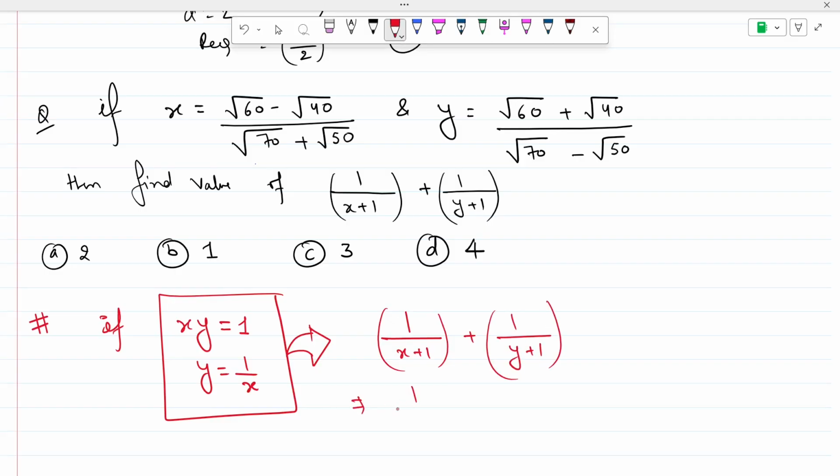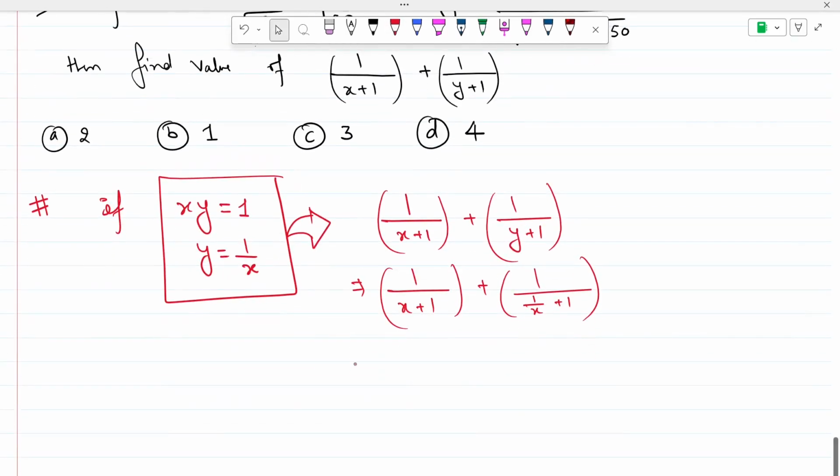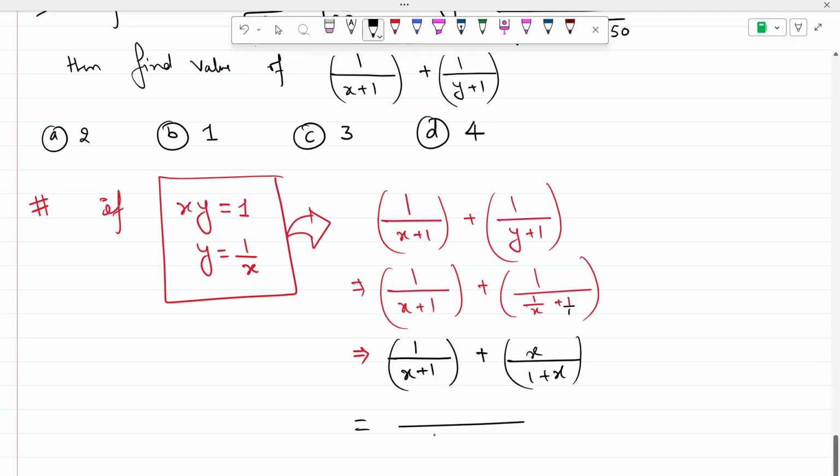So let us do some basic calculation. It should be 1 upon x plus 1, plus 1 upon 1 by x plus 1. Am I right? I have substituted this y in terms of 1 by x, correct? So what will happen? It is 1 over x plus 1, and this, if you take the LCM, x will go in the numerator and then you will have 1 plus x. So your denominator is the same, x plus 1. And luckily, in the numerator, you also have x plus 1, which gets cancelled out and you will get 1. Really? Oh my God.